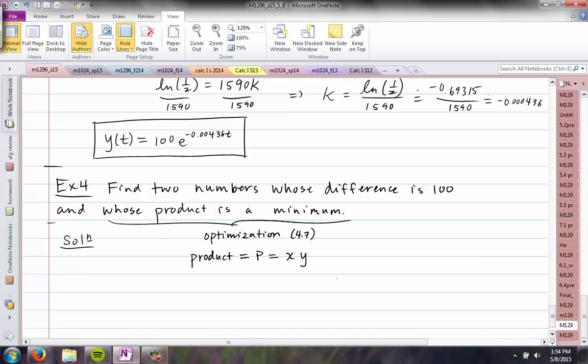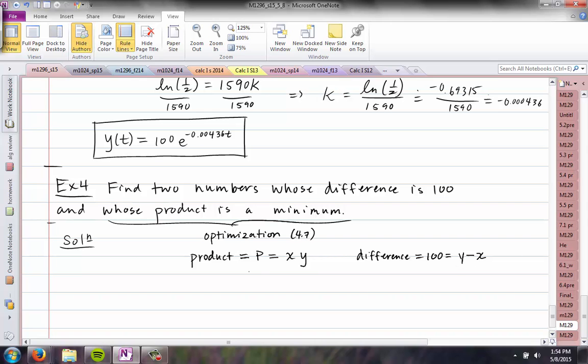But we're given some other information. We're given that the difference, or when we subtract, we get 100. So here we need to just pick, is it going to be x minus y or y minus x? It doesn't really matter here. Just going to do y minus x. So when I subtract these, I get 100.